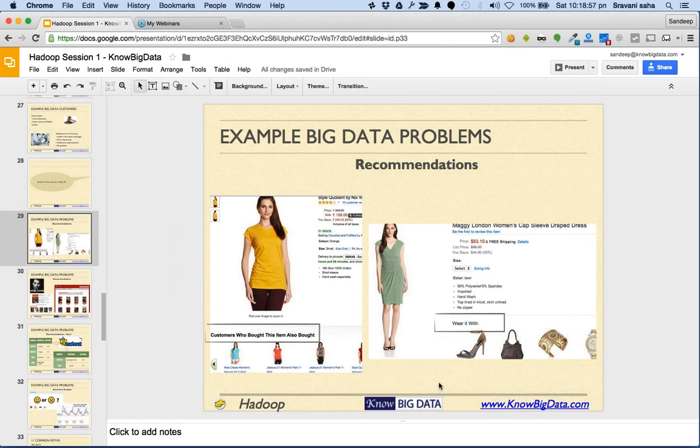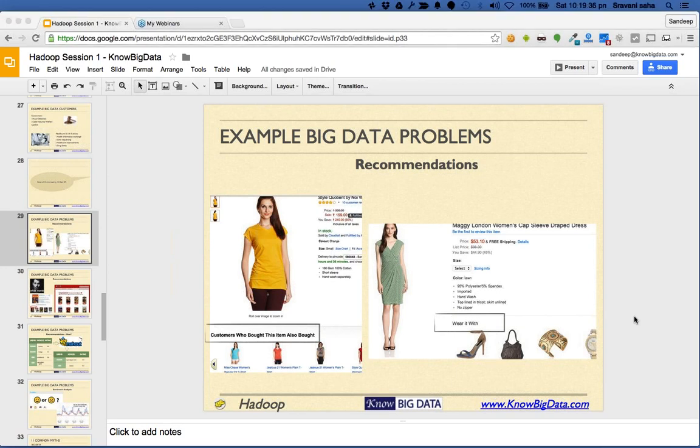coming to recommendations. Recommendation is a very good example, and lots of people are using recommendations at a number of places. Recommendation could be people who bought this also bought these items. Second is wear this with something else. So the thing on the right hand side is more like curated, but on the left hand side are the recommendations which have been generated automatically. And you would not believe this, most of the sales at Amazon happen because of recommendations.